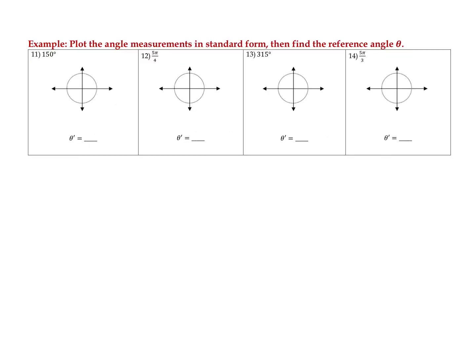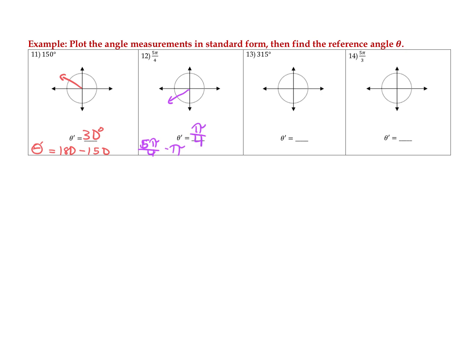Okay, 150 degrees, that puts me in quadrant 2. So that says for me to find my theta prime, I'm going to start with 180. I'm going to subtract the 150 they gave me, and its reference angle is 30 degrees. 5 pi over 4, that's a little bit more than 1 pi, so that's more than 180, so that puts me down here in quadrant 3. So I'm going to take my 5 pi over 4 and subtract a pi, and that gives me 1/4 pi, or pi over 4.